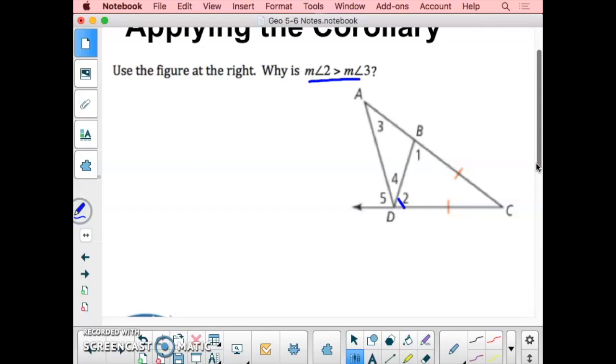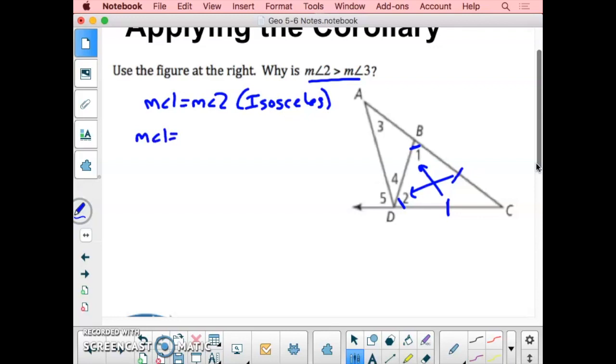I know that 2 is congruent to 1 by the isosceles triangle theorem. So I know that isosceles triangles with 2 congruent legs have 2 congruent base angles. So I know that angle 1 is equal to angle 2 because it's an isosceles triangle. I also know that, since this is an exterior angle here, angle 1 is equal to 3 plus 4 by the triangle exterior angle theorem, okay?